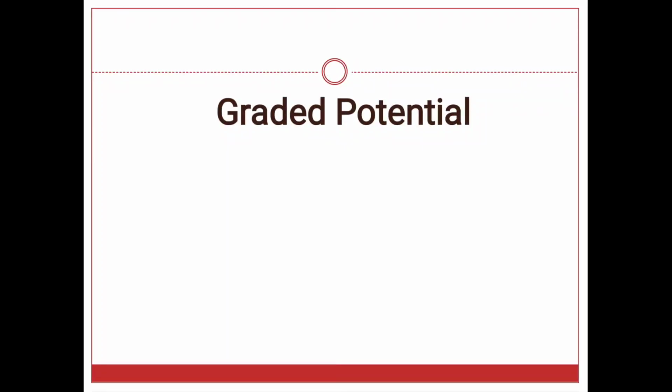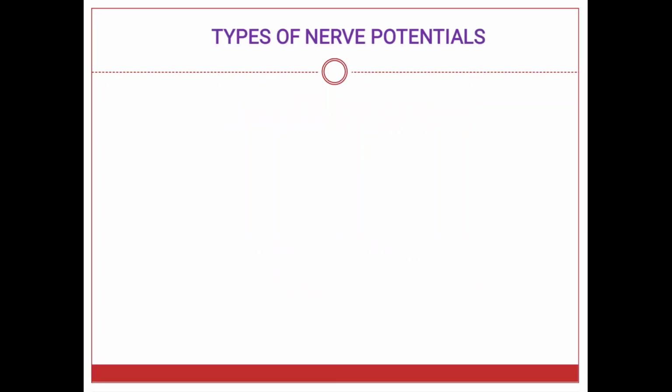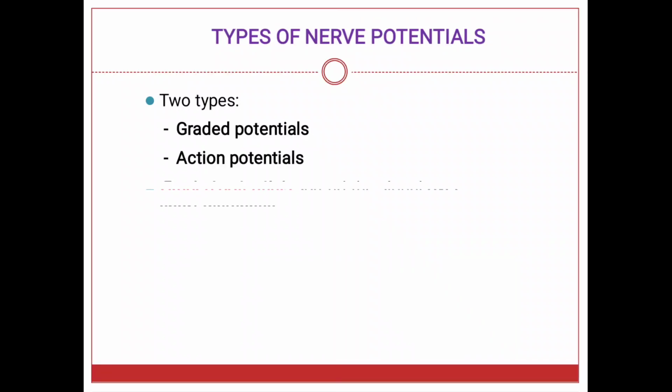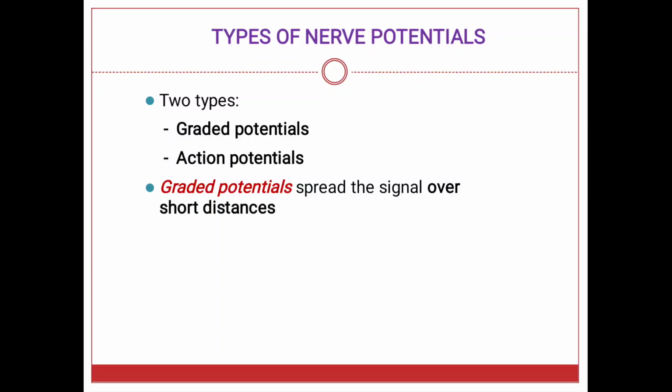Hello everyone. Today we'll learn about graded potential. There are different types of nerve potentials. Mainly there are two types, graded potentials and action potential. So what is graded potential?